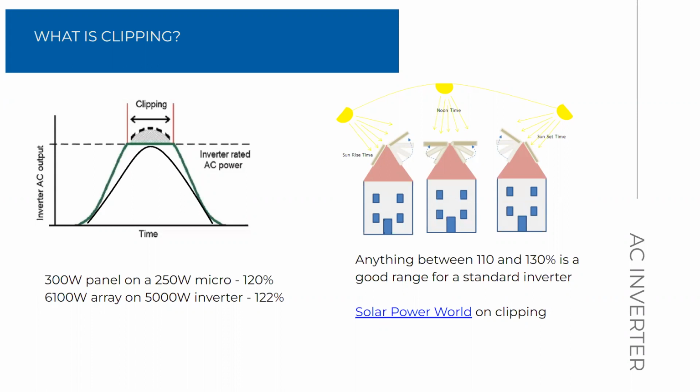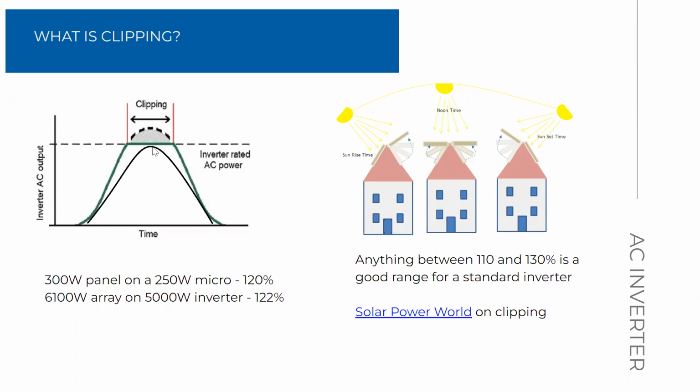So we have a solution for this, which is to increase the DC side of our power to the AC side. So I have two examples, a microinverter example and an inverter example. If I am pairing a 300 watt PV module onto a 250 watt output of a microinverter, the 300 watts is greater than the 250. So anytime my microinverter is outputting, it's only going to output up to 250 watts.